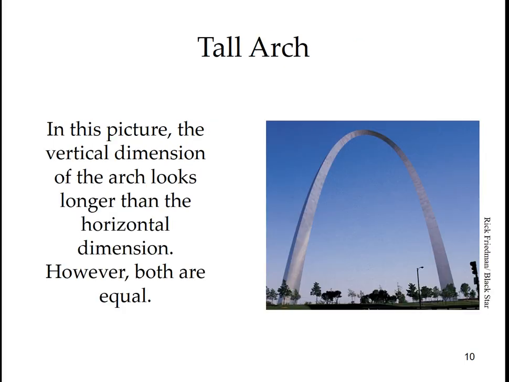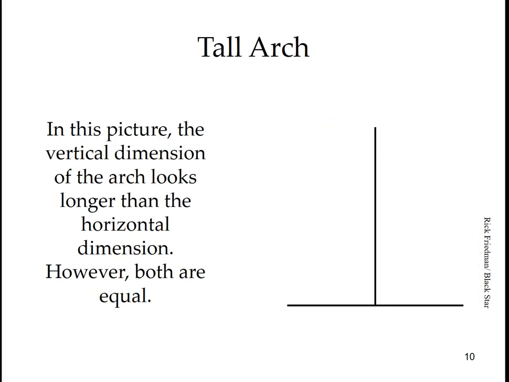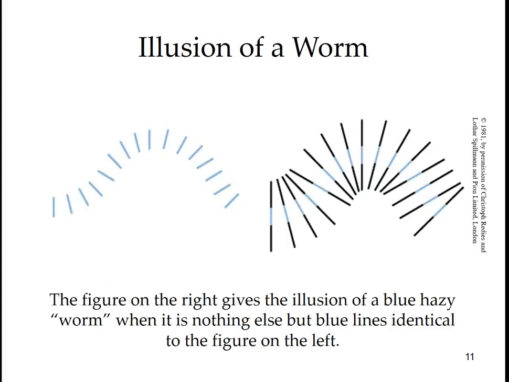In this picture, the vertical dimension of the arch looks longer than the horizontal dimension. However, both are equal. If you look at this, you can break out your ruler once again and make the measurements, and you'll see that they are actually the same. Illusions mislead us by playing on the ways we typically organize and interpret our sensations and understanding. Illusions provide valuable clues to the ordinary mechanisms of perception.